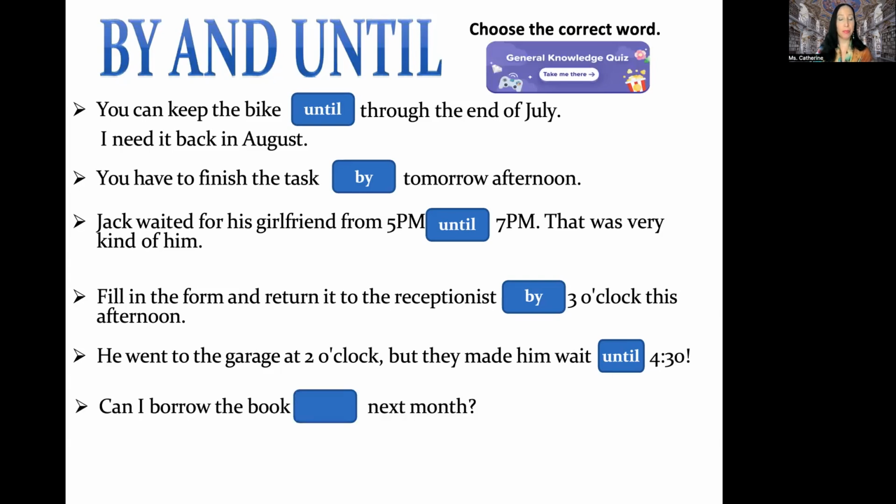Can I borrow the book blank next month? Can I borrow the book by next month? Can I borrow the book until next month? I almost gave you the answer. What's the answer? Until, okay? So when you go to the library, you borrow the book and you want to have a whole month. That's the duration. It answers the question, how long?